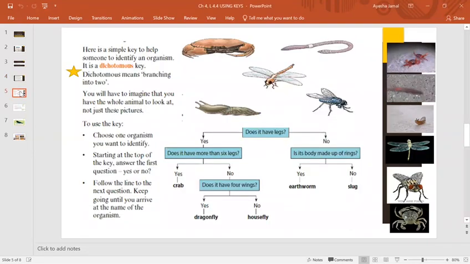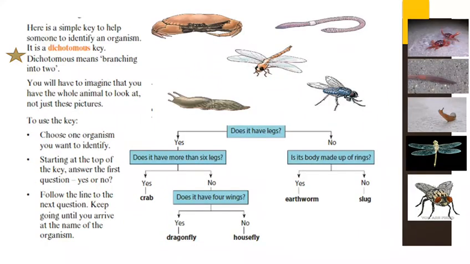Here is a simple key to help someone to identify an organism. It is a dichotomous key. Di means two, so dichotomous means branching into two. Imagine that you have the whole animal to look at, not just these pictures. Now you choose one organism you want to identify. For example, let me choose one for you. Crab or housefly. Let's choose housefly.